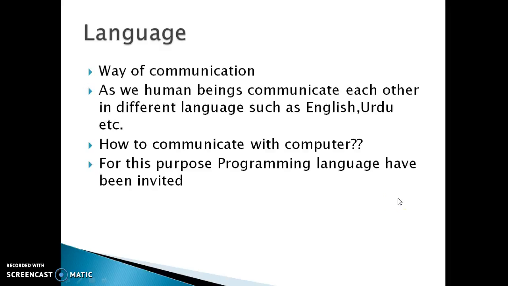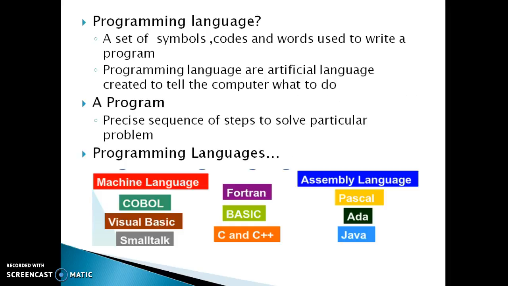Then language means what? For communication you have to use language. When a community wants to communicate, they can communicate with the help of language. Similarly, the computer and the programmer can communicate with a programming language. Programming language means the user will give instructions to the computer, and the computer will follow those instructions to perform the particular task given by the program.